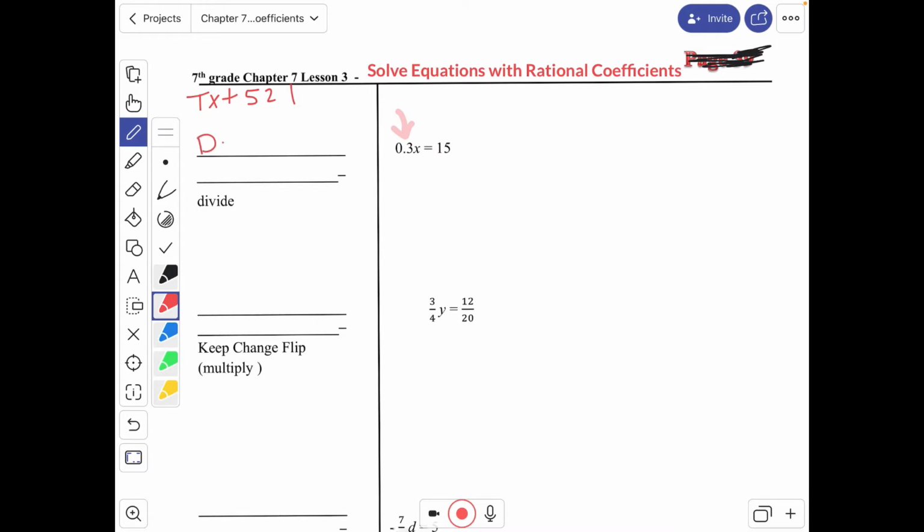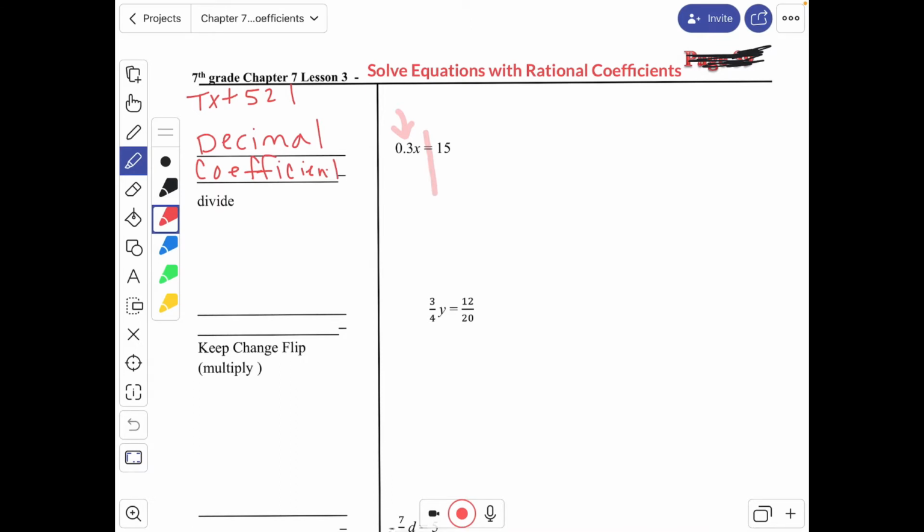So first, a decimal coefficient. And remember, when we solve equations, we want to do the opposite of whatever's next to the variable because we want to get the variable alone. So the opposite of multiplying is dividing. That means we're going to divide both sides by 0.3.